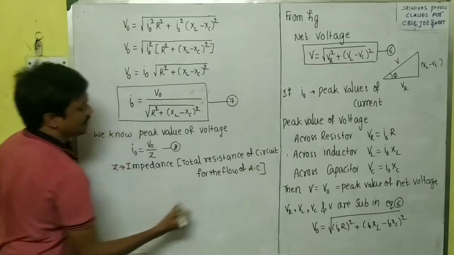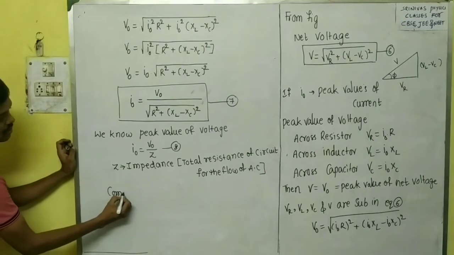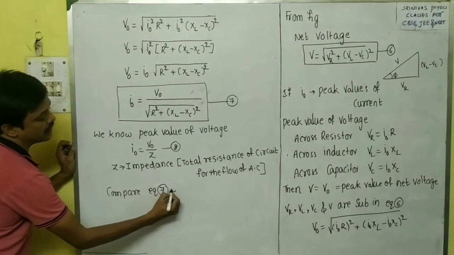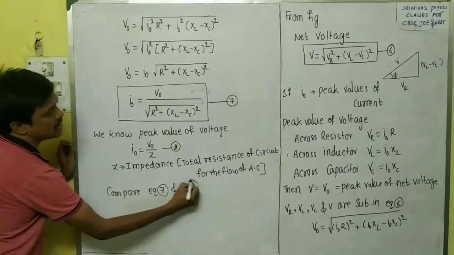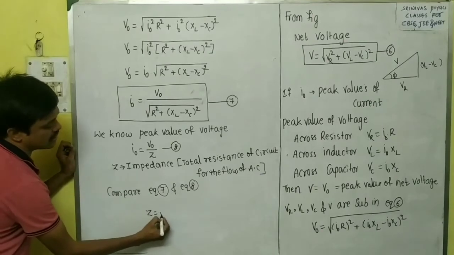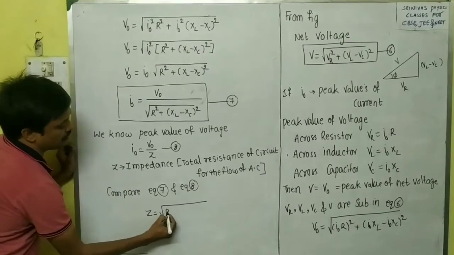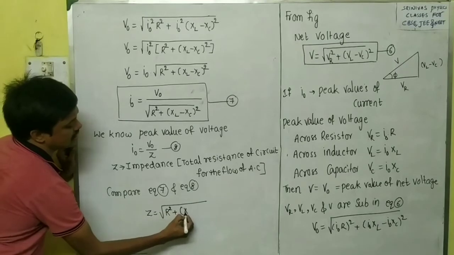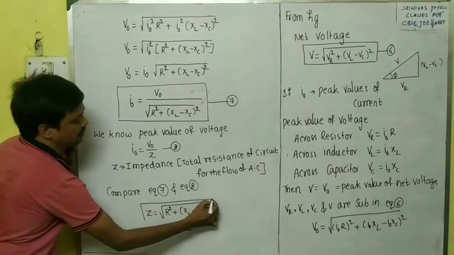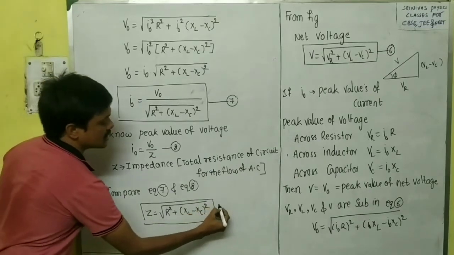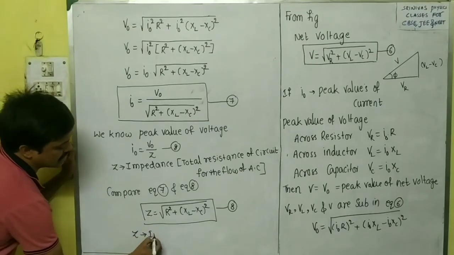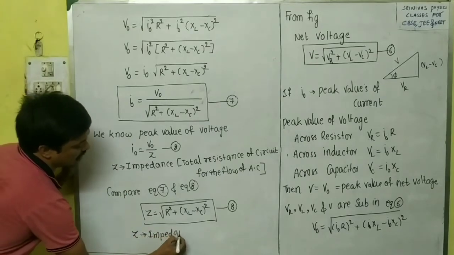When you compare equation 7 and equation 8, we get Z is equal to the square root of R square plus XL minus XC whole square. This is a very important equation. This is the impedance equation. What is Z here? Impedance in the circuit. What is impedance? Already you know, it is the total resistance of the circuit.